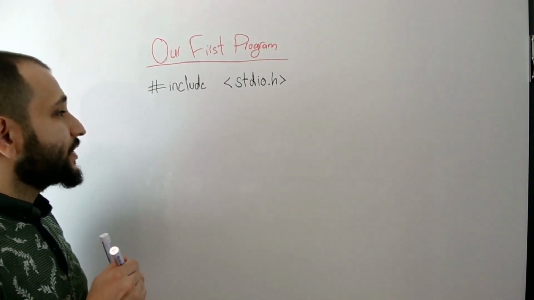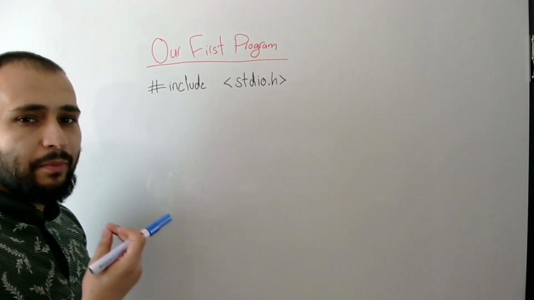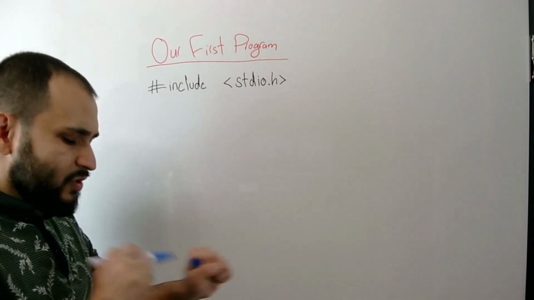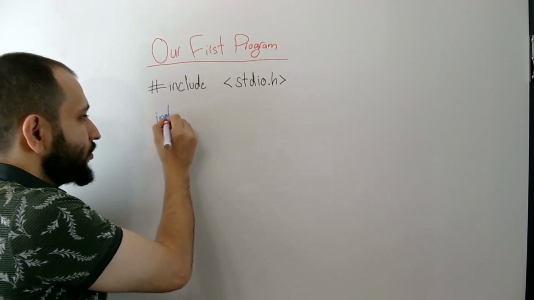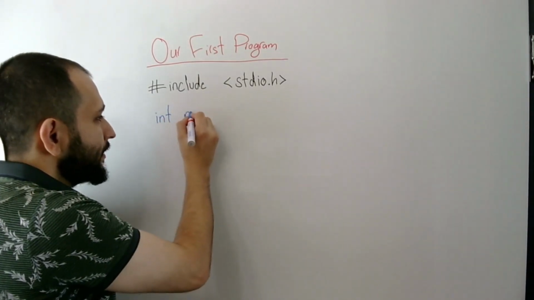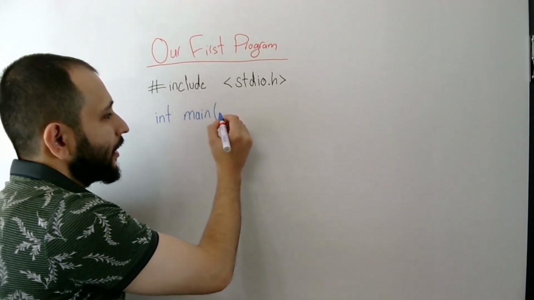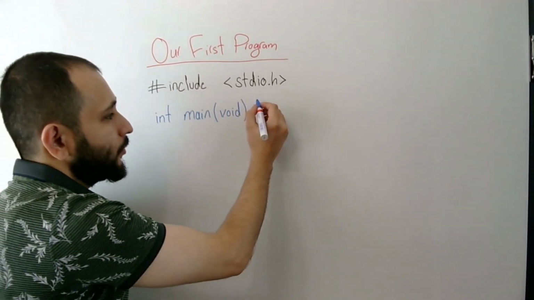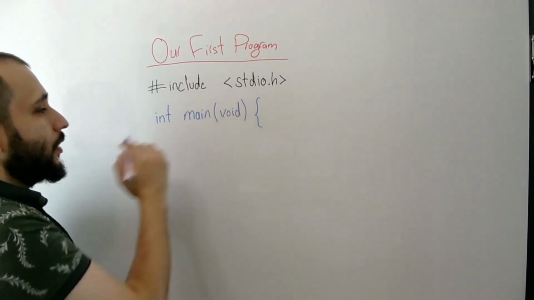Every program in C programming language starts with a main function. It is compulsory for us to have a main function in each program. No program can run without a main function. So let's go and write the main function. We will write int. Int stands for integer. And main, M-A-I-N, and then opening parentheses. So we will open a parenthesis, void, and close this parenthesis, and then we will open a bracket. So this is a bracket. This is our main function.